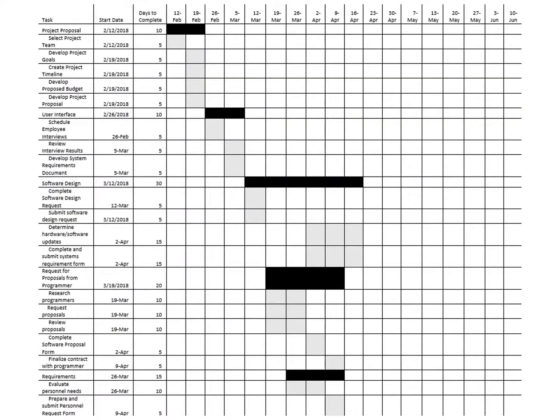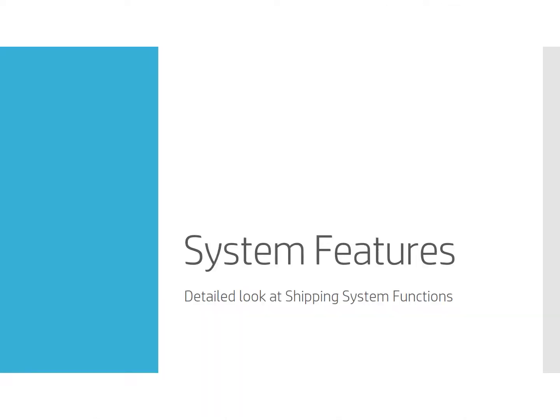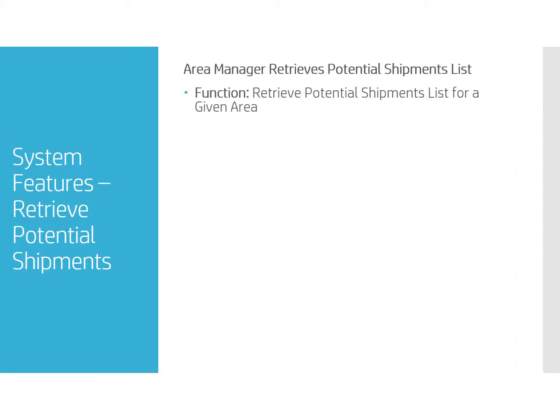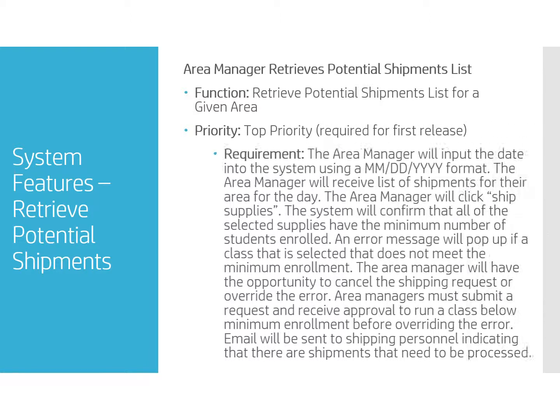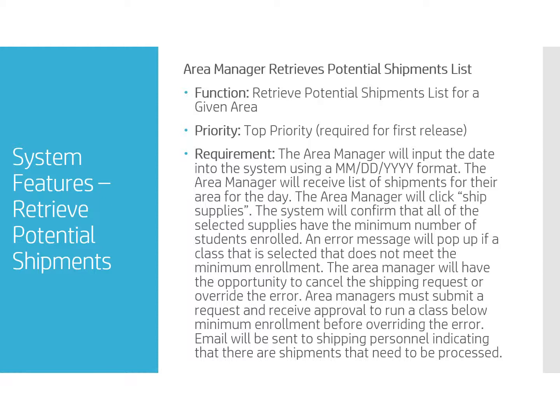As I just stated, a Gantt chart was created with a schedule of the entire project process. The entire project is scheduled to last 18 weeks, including implementation and testing. Next, we are going to take a look at the 6 system functions or features of the shipping system. As we discussed, the first function of the system will be that the area manager retrieves a list of potential shipments for a given area. This function is required for the first release of the system.